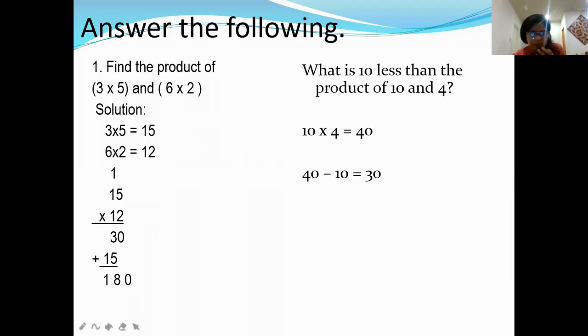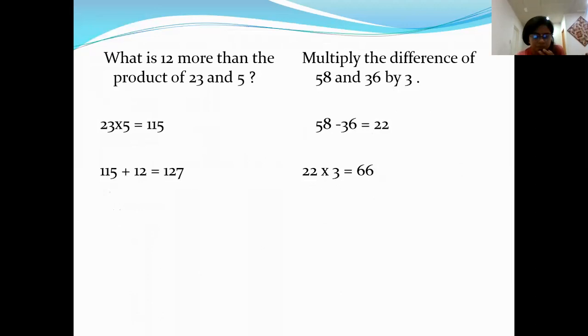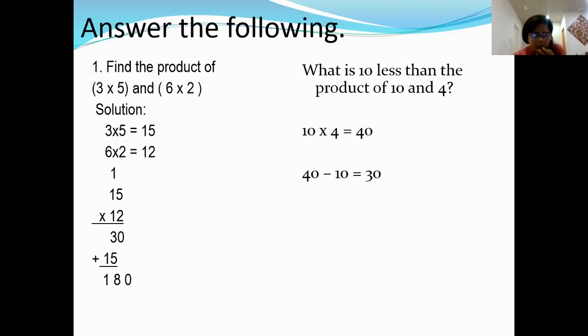Okay, next we have, what is 10 less than the product of 10 and 4? First thing that we have to solve is the product of 10 and 4. So 10 times 4 is 40, right? Then the question is what is 10 less? 10 less means we are going to subtract 10 from the number. So that's 40 minus 10 equals 30.